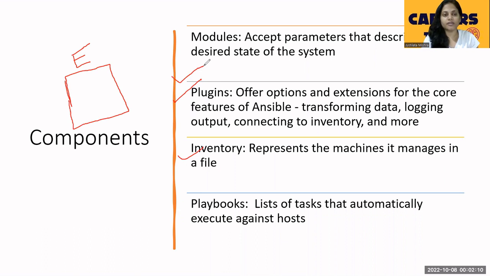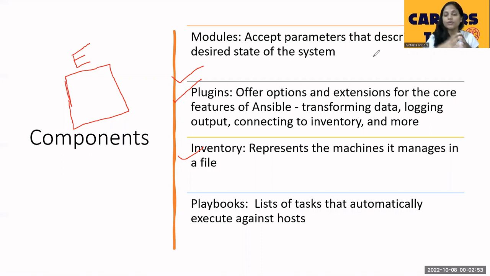So what exactly are these three components? Modules are your libraries that accept parameters that describe the desired state of the system. In simple language, for example, you want to install something onto the node. Nodes are the machines which are connected to the Ansible server, or nodes are those machines where we have to do the update, be it configuration or infrastructure related. So to install anything on that node, the module which you can use is yum.